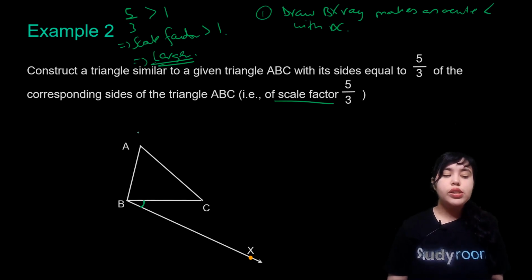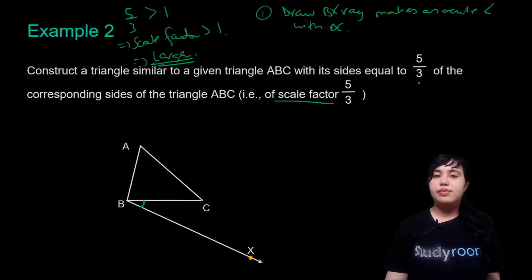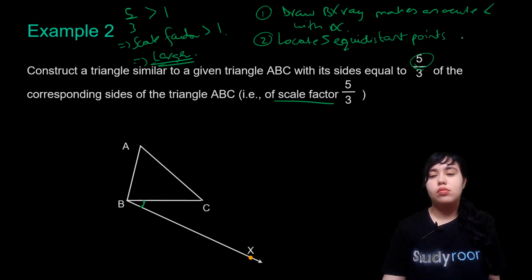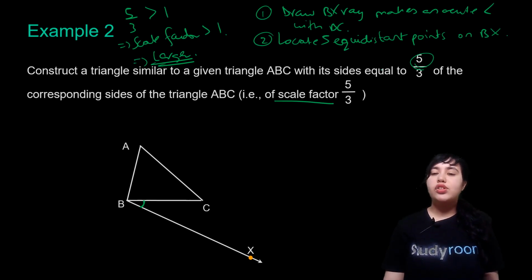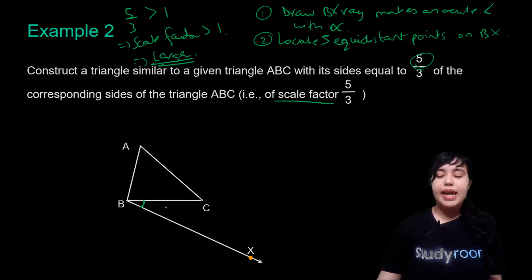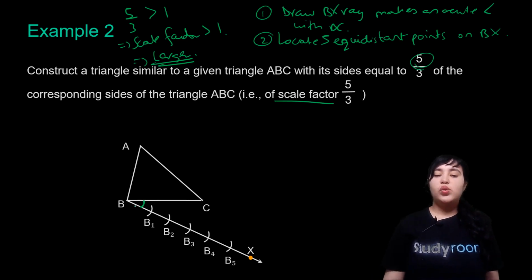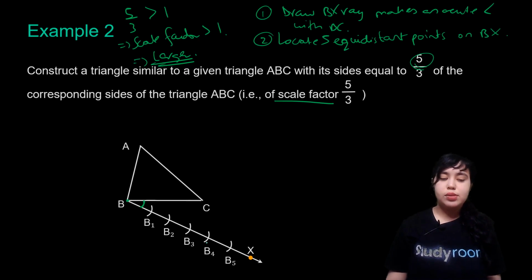Now what you need to do is, you have to see whether 5 or 3 is greater. Obviously 5 is greater. So locate 5 equidistant points on this ray BX. Let them be B1, B2, B3, B4, B5. So you know how to construct these points, right? You keep the needle of your compass over here and keep on cutting arcs of equal distances. That's how you'll get all these points.